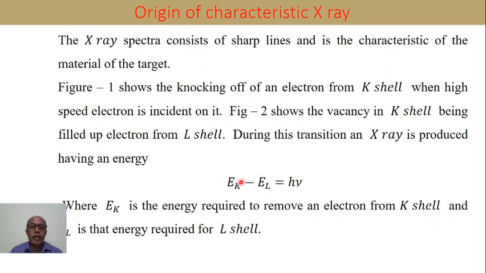Ek represents the energy required to remove an electron from the K shell, and El represents the energy required to remove an electron from the L shell. Therefore, Ek minus El will give you h nu, which will be equal to hc by lambda, where c is the speed of light, h is Planck's constant, and lambda is the wavelength of radiation emitted.